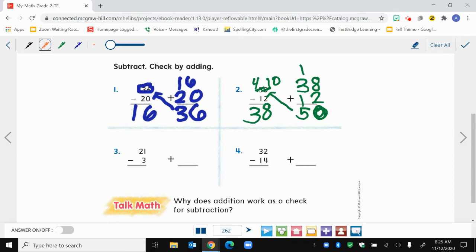Okay, 21 minus 3. We're going to look at the one side first. 1 minus 3. Can I do 1 minus 3? No, I cannot because 1 is too small. So I have to take a 10 away from that 2, which means there is 1 left. And if I add 10 to that 1, I now have 11. So 11 minus 3, let's see, 11, 10, 9, 8, right? 11 minus 3 is 8. And then 1 minus nothing is 1.